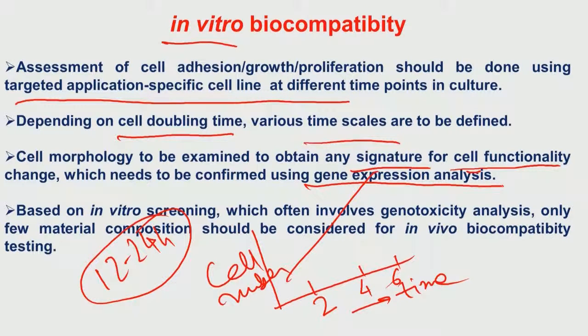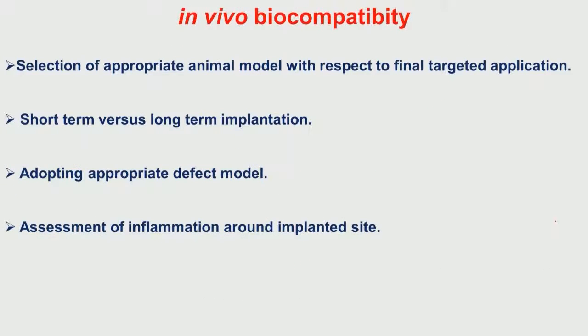Based on the in vitro screening, which often involves genotoxicity analysis, genotoxicity meaning DNA level toxicity, only a few material compositions should be considered for the in vivo biocompatibility. Since all these in vitro and in vivo things are interlinked, we have to understand these things in much greater detail. That is why I keep coming back to some of the discussion points again and again through this module discussion.